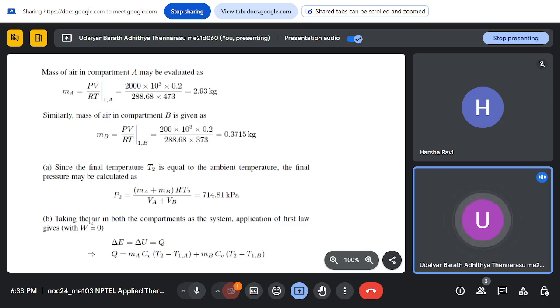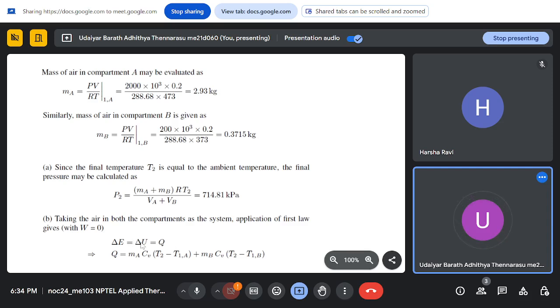Now taking the air in both the compartments as the system, applying the first law. So now this is, as I told, the free expansion process. So it's just expanding. There is no work transfer out of the vessel, so the work transfer is 0. So whatever change in internal energy is there, that is the amount of heat which will be transferred to the surrounding. So on applying that, delta U is Q minus W.